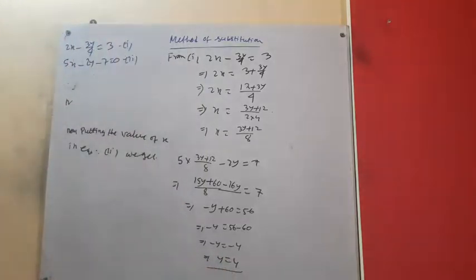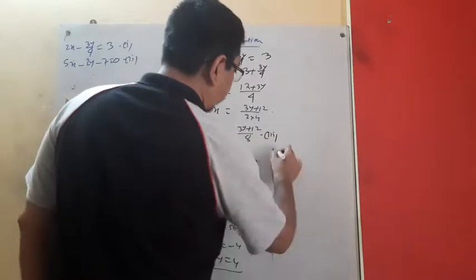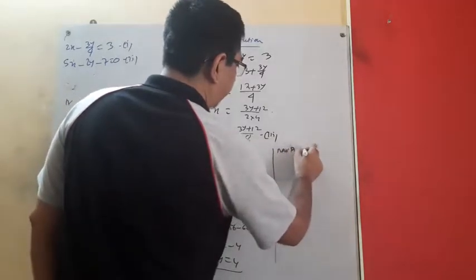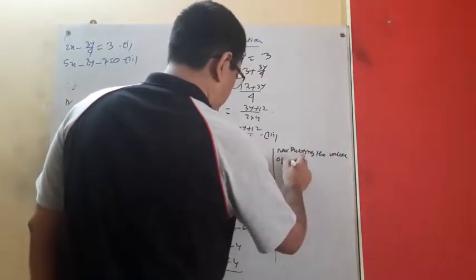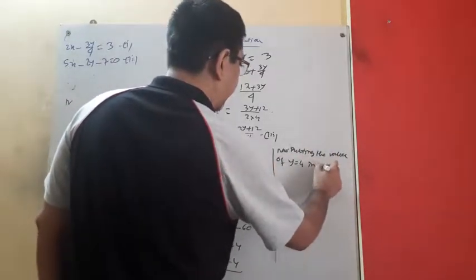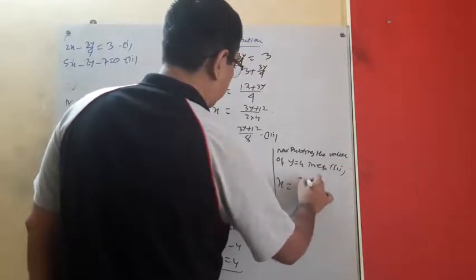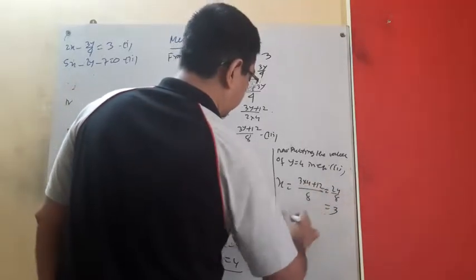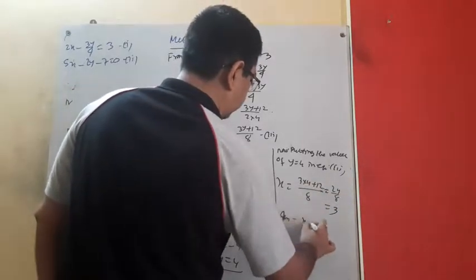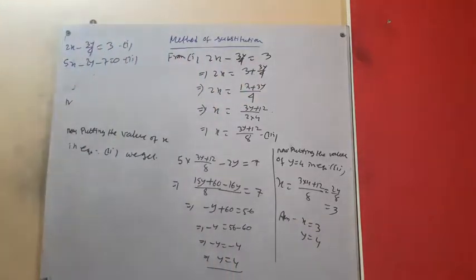Can you see it properly, student? Yes, y equal to 4. Now this is equation 3. Now putting the value of y equal to 4 in equation 3, we get the value of x: (3 into 4 plus 12) by 8, that is 24 by 8, which is equal to 3. So what is the answer? x equal to 3, y equal to 4. Clear? This is the answer.